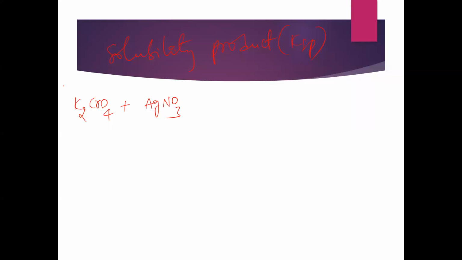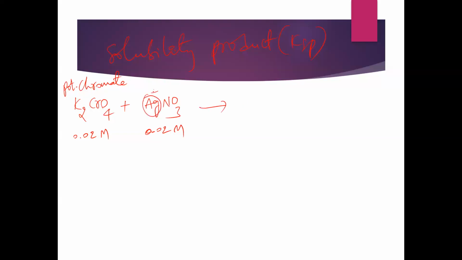So what is the name of this? Potassium chromate. And this one, silver nitrate. Here I'm taking 0.02 molar K2CrO4, and also 0.02 molar AgNO3. When you mix these two, we get solutions.